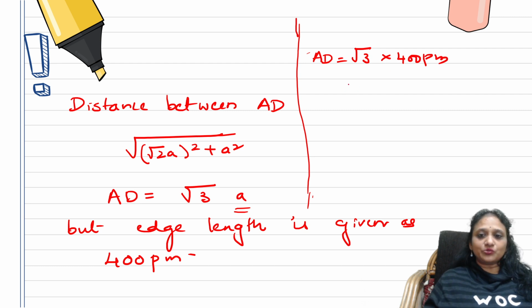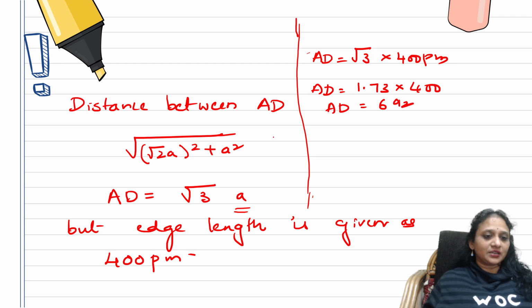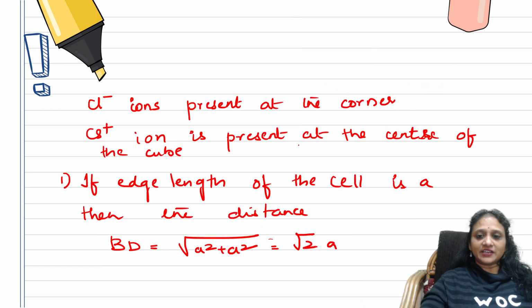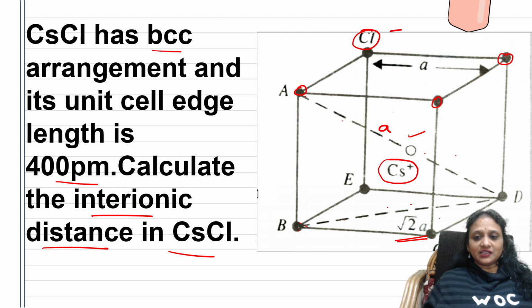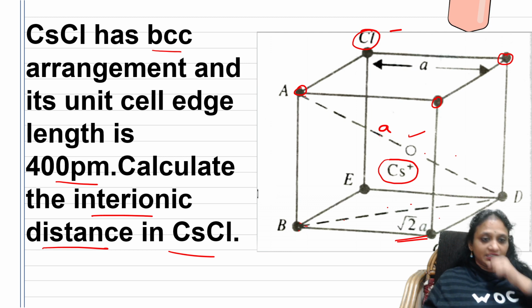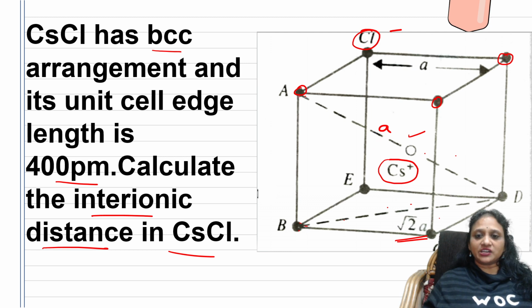So root 3 is how much, students? It is 1.732. So AD value, 1.732 into 400. If I solve this, I get an answer of 692. But we very well know the distance AD is equal to 2 into the interionic distance. Correct, my students? Because when I see the cube, this AD is the distance that is twice the interionic distance between this ion and this ion.